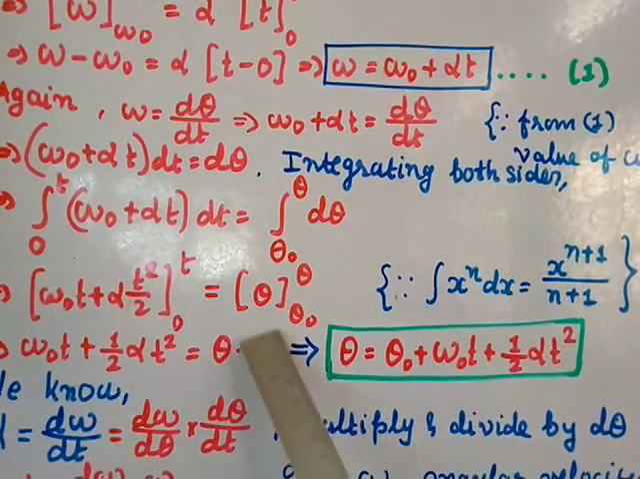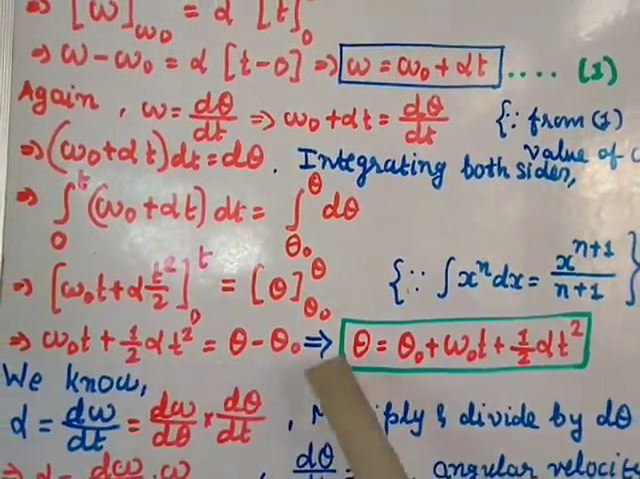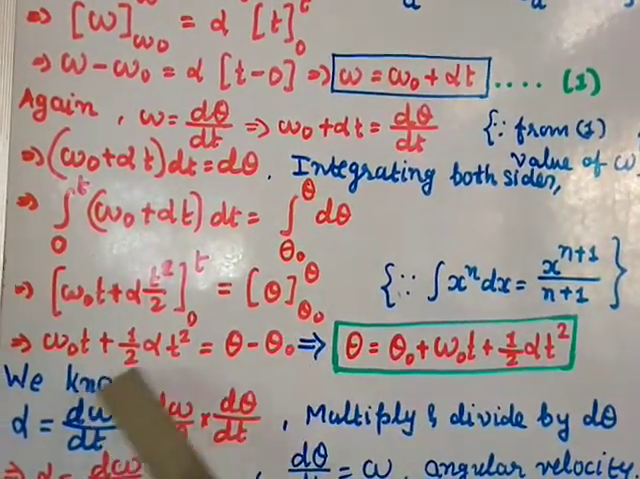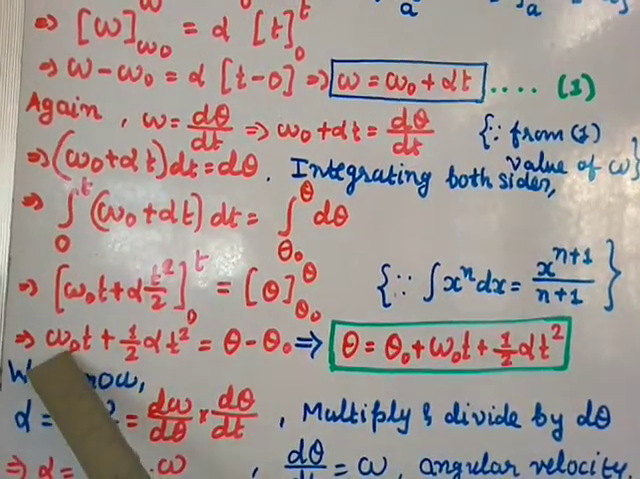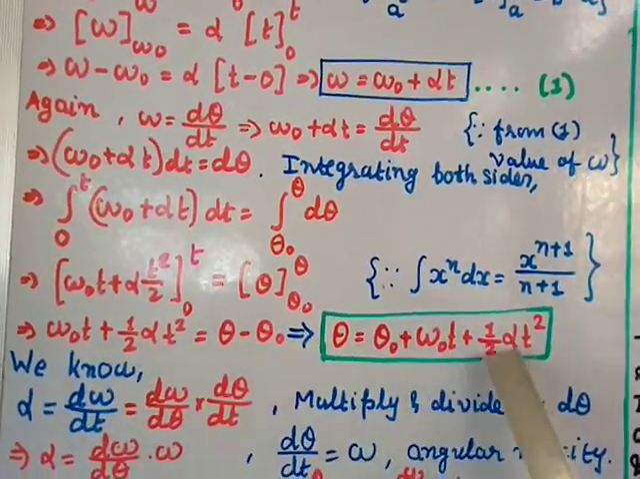Now if you transfer theta naught here, negative becomes positive, and you get theta equal to theta naught plus omega naught t plus 1 by 2 alpha t square. This is the second equation.